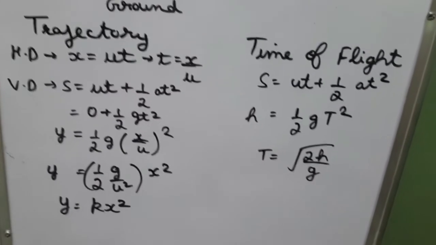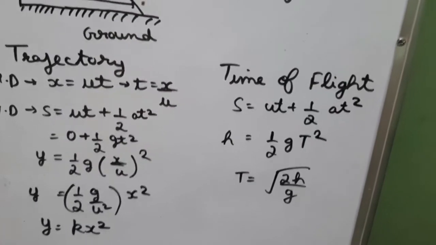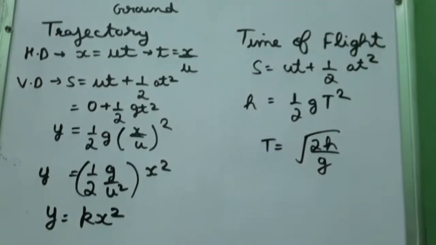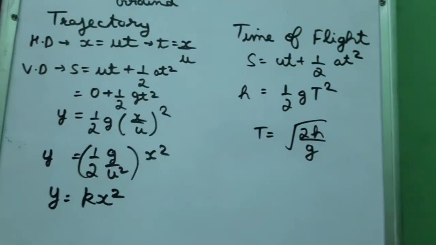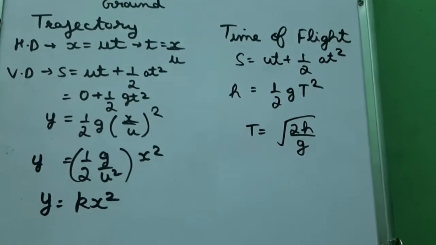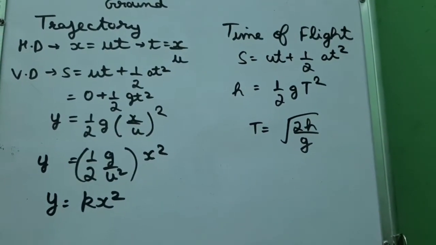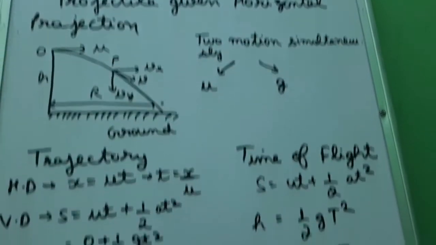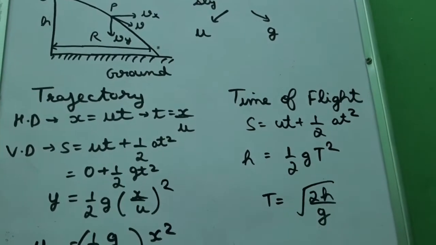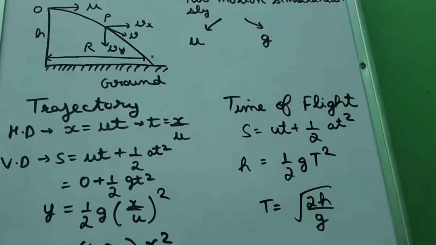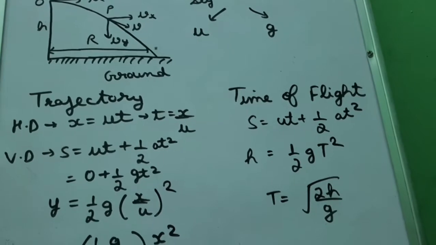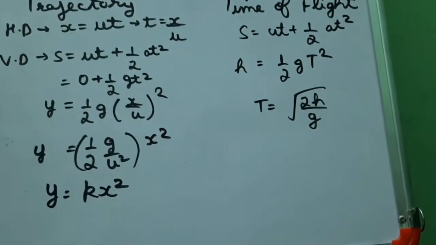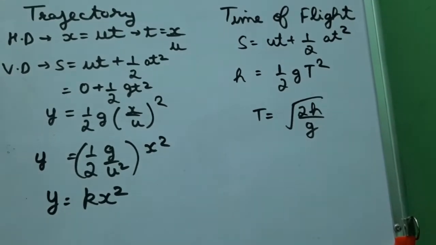So for that first we will consider the horizontal displacement. The horizontal displacement will be equal to x is equal to ut. From here we will find the value of t, which is equal to x upon u. Then we will see the vertical displacement या vertical distance covered. It is equal to vertical distance कितना है हमारा h, और vertical direction में हमारी initially कोई velocity नहीं थी. जो initial velocity u थी it was only in the horizontal direction. So we have s is equal to ut plus half at square. a की जगह हमारे पास क्या आ जाएगा g.